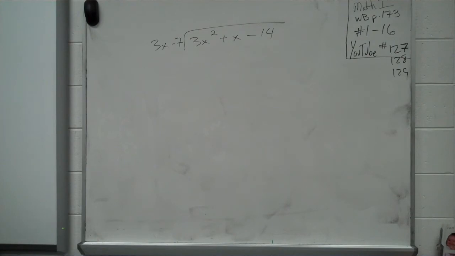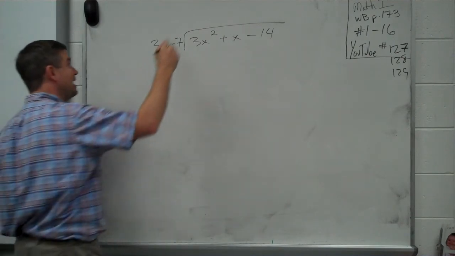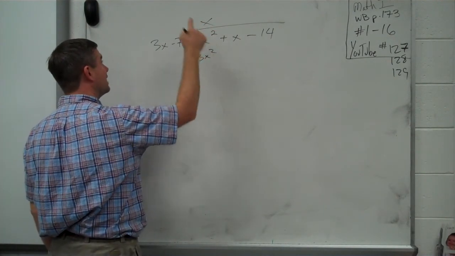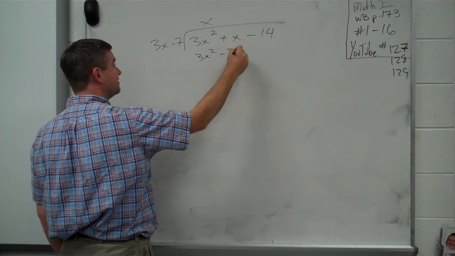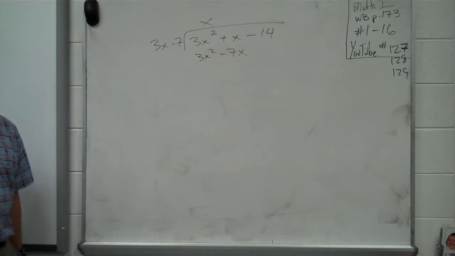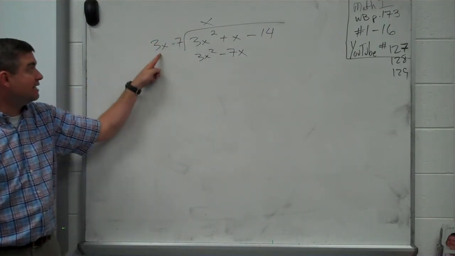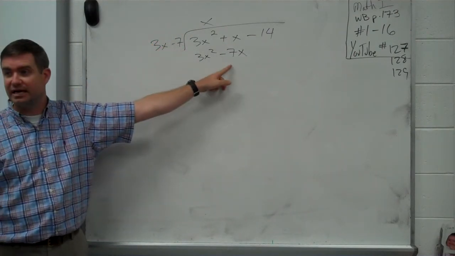What do we multiply 3x by to turn it into 3x squared? We multiply by x, so we put an x right there. x times 3x is 3x squared. x times -7 is -7x. I simply multiplied x by both those values.